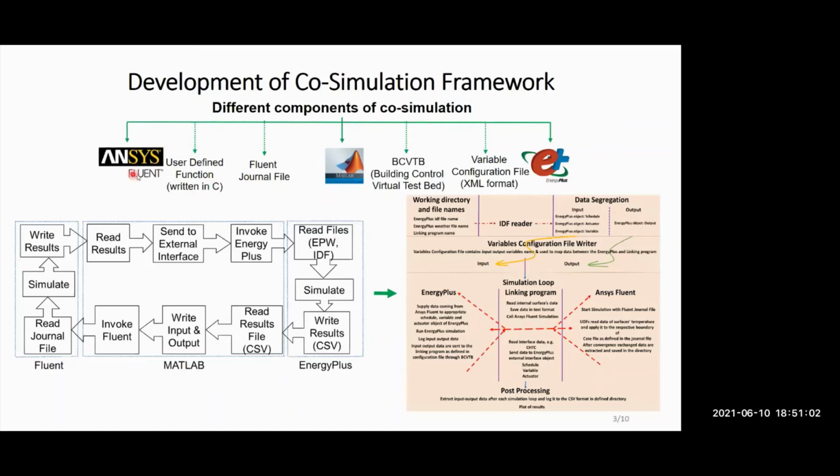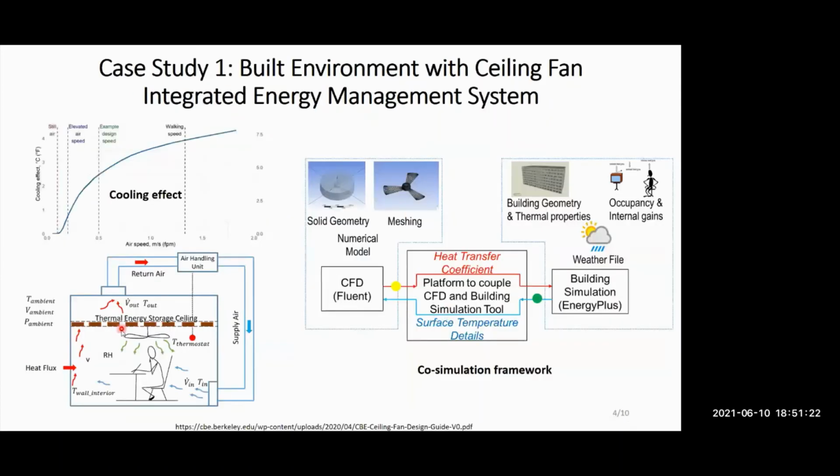Here is the example of co-simulation between a CFD tool and EnergyPlus. This is the interface which is connecting these two software, and this framework shows how data flows from one tool to the other during the simulation. So let's see an example of these things. Here the example is this same house. Here the cooling effect is basically the elevation in set point temperature that the ceiling fan facilitates to achieve a particular level of thermal comfort. So how can we model this with co-simulation?